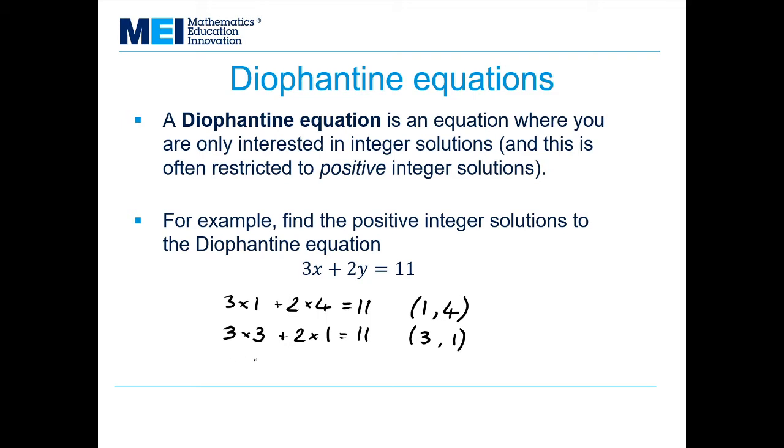And if I increased x any more, if I try x equals 4, I get 3 4s are 12. So I've gone over 11, so I can't have a positive integer solution.